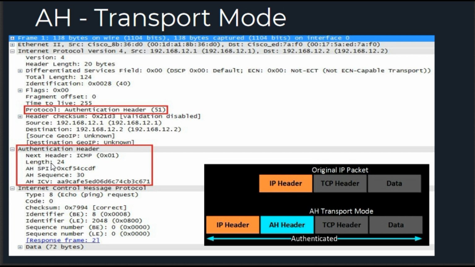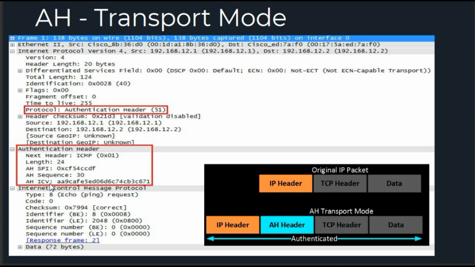This is the length of the authentication header. This is the security parameter index, a 32-bit identifier, so the receiver knows which flow these packets belong to. And sequence is the sequence number that helps against replay attacks. And the integrity check value is the hash of the entire packet. The receiver also calculates the hash. When it's not the same, then you know something is wrong.